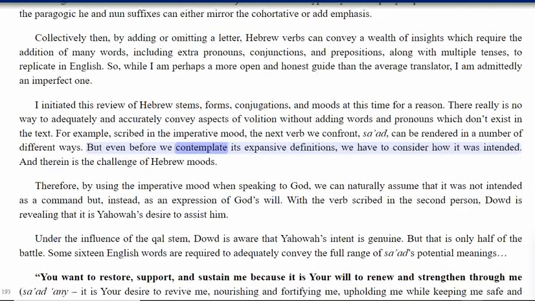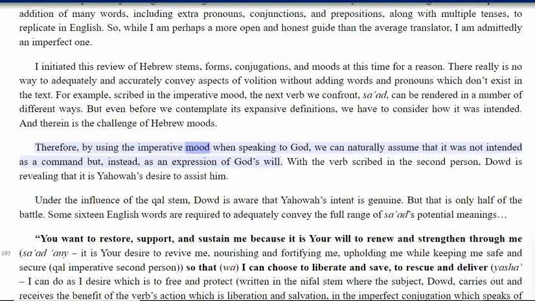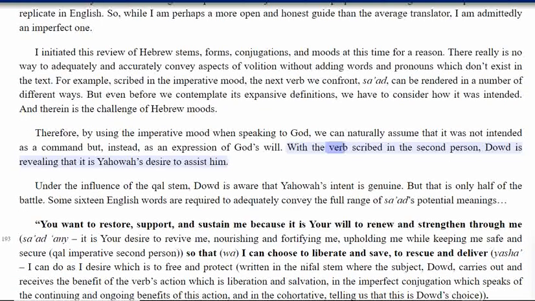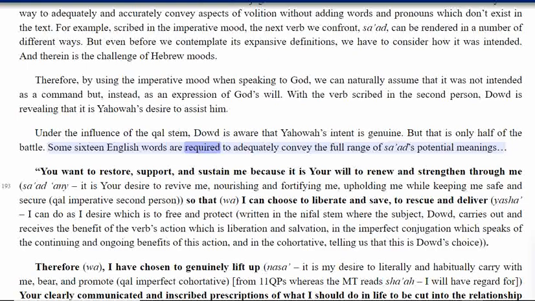But even before we contemplate its expansive definitions, we have to consider how it was intended. And therein is the challenge of Hebrew moods. Therefore, by using the imperative mood when speaking to God, we can naturally assume that it was not intended as a command but, instead, as an expression of God's will. With the verb scribed in the second person, Dowd is revealing that it is Yahowah's desire to assist him. Under the influence of the kal stem, Dowd is aware that Yahowah's intent is genuine. But that is only half of the battle. Some 16 English words are required to adequately convey the full range of sa'ad's potential meanings.